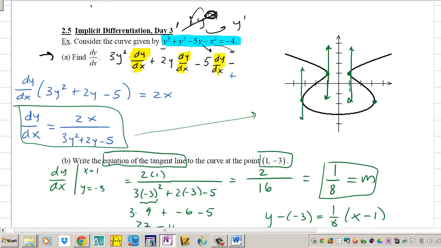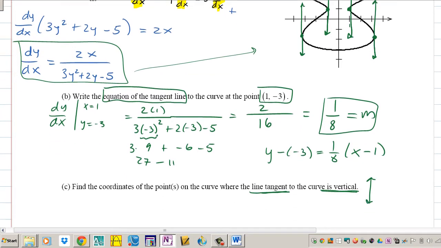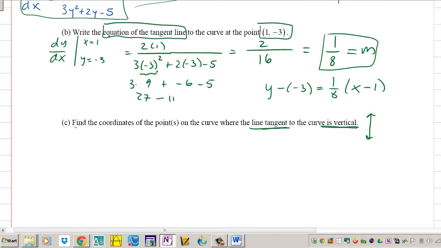This one looks like it's just to the left of -3, and this one looks like it's just to the right of -3. It says here, find the coordinates of the points on the curve where the line tangent to the curve is vertical. What does it mean to have a vertical tangent?